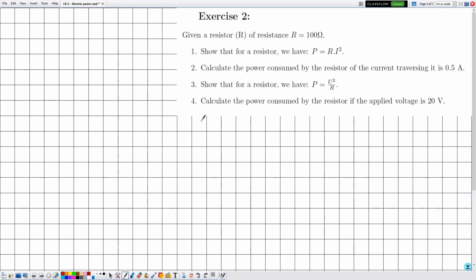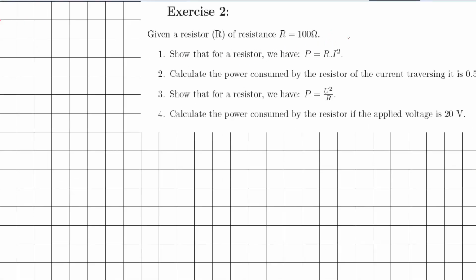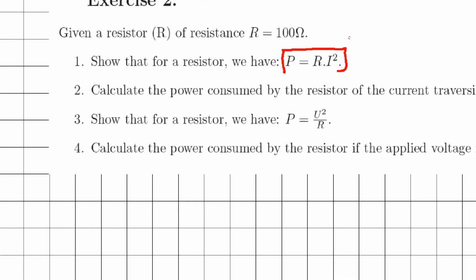Now in exercise number 2, they are telling me, given a resistor R of resistance R is equal to 100 ohms. Now in number 1, they are telling me to show that for a resistor we have P is equal to Ri square. So in other words, they are telling me to prove this relation across a resistor.